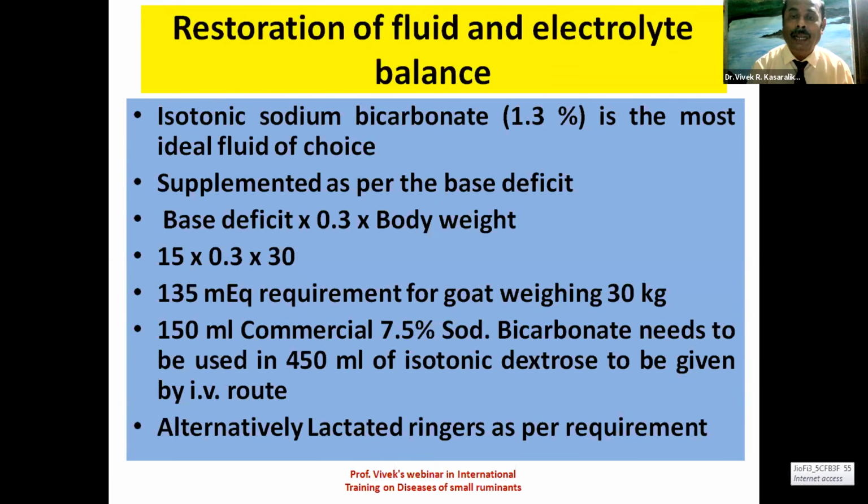to be suspended in about 450 ml of isotonic dextrose. I am again underlining this: isotonic dextrose. Please do not choose normal saline. Normal saline is a chloride donor. Okay, it adds up to the acidosis or metabolic deficit and bicarbonate deficit. So that's why try to choose isotonic dextrose, that is 5% dextrose. So always try to mix it in 5% dextrose and give it intravenously.